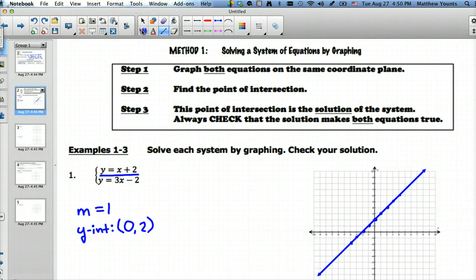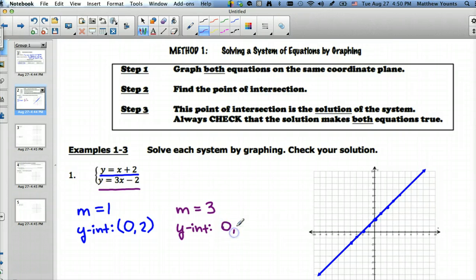My second graph is going to be the equation y equals 3x minus 2. So for that graph, you have a slope of positive 3 and you have a y-intercept of negative 2. So for this graph, we're going to start on negative 2 on our y-axis, 2 below the origin, and we'll go up 3 and right 1. Up 3 and right 1.